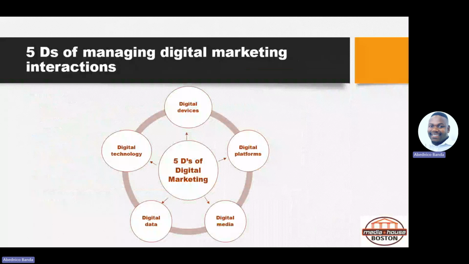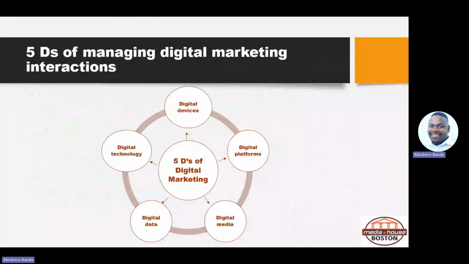You need a platform. Remember, there was a question that I asked at the beginning. What is the difference between digital platform and digital media? A platform is a channel that hosts a digital media. So you need a platform. Then the third D that we have is digital media. So you need content. Digital media is content that is hosted by a digital platform, okay? You need content so that people can interact and engage with that content.